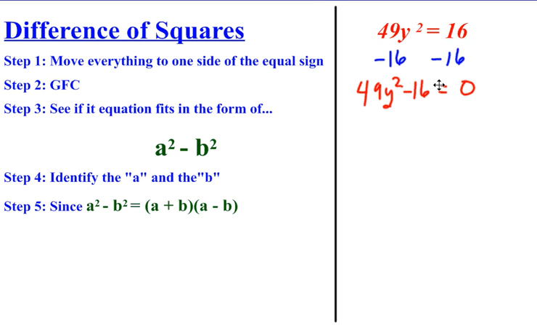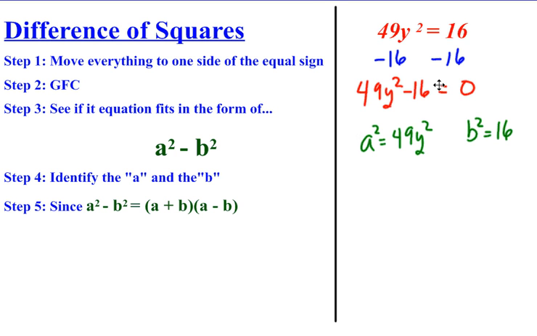So step 2 is to find the greatest common factor. The greatest common factor between 49 and 16 is nothing, so we can skip step 2. Step 3, see if the equation fits into the form of a squared minus b squared. 49 is a square, y squared is a square, and 16 is a square. So it does fit into the form. So let's write it as our a squared equals 49y squared, and our b squared equals 16.